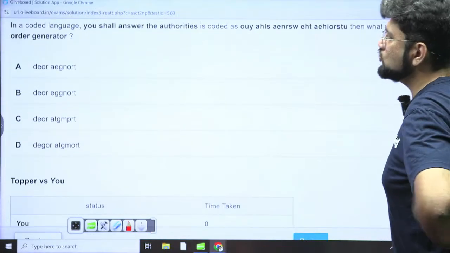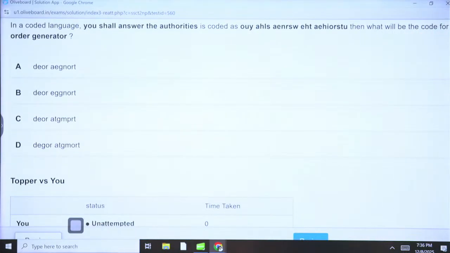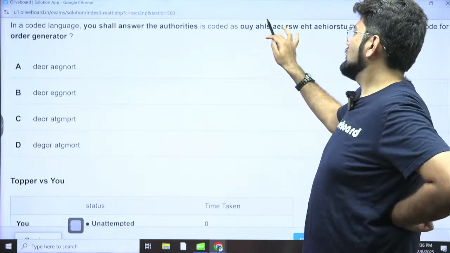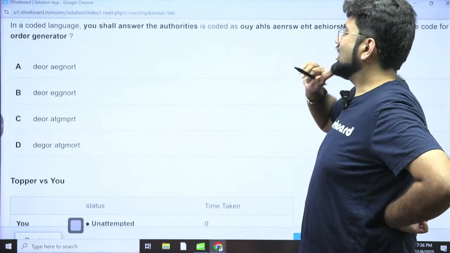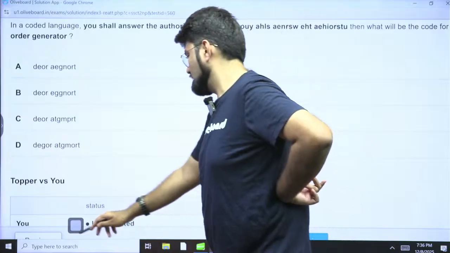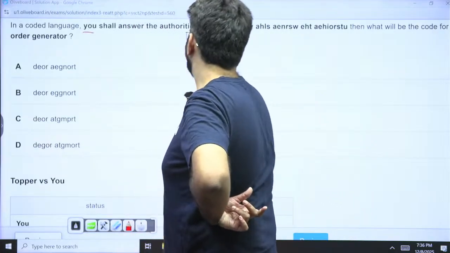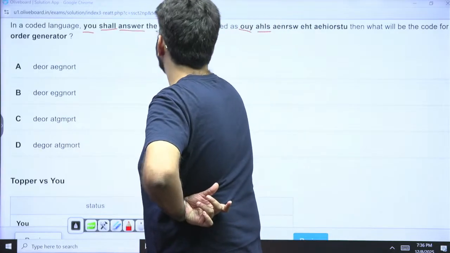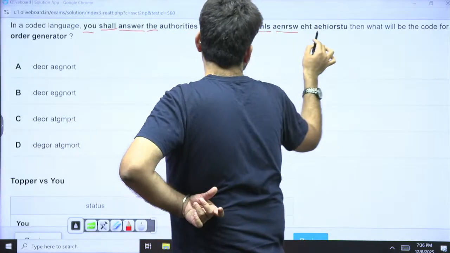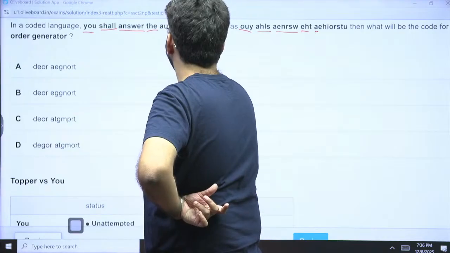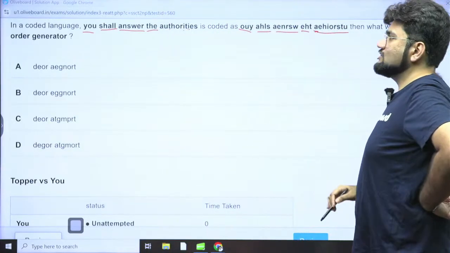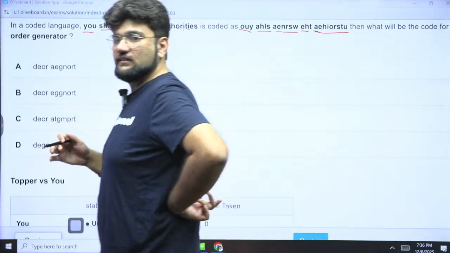In a coded language, "you shall answer the authorities" is coded as OUYAHLS. One thing is clear: they are being arranged in ascending order. 15, 21, 25, 1, 8, 12, 19. The other thing, if you watch clearly, is that U is fine. But in "shall" there are two L's, and they have only considered one. "Answer" is also fine. "The" is also fine. But in "authorities" there are two I's and two T's, and they have only considered one each. So what they're doing is arranging in ascending order and deleting the repeats.